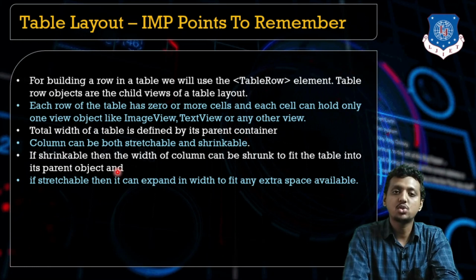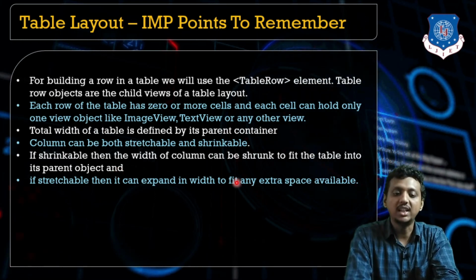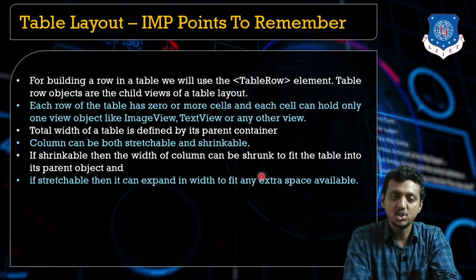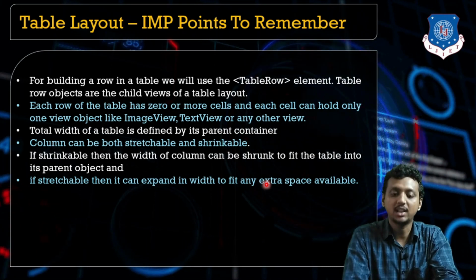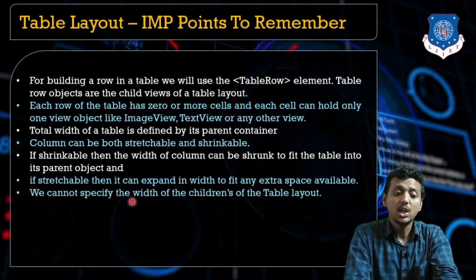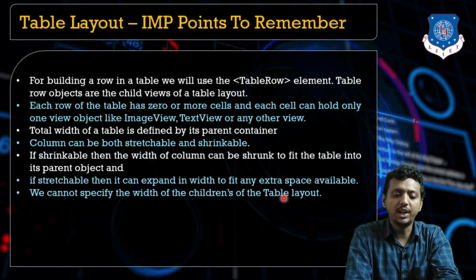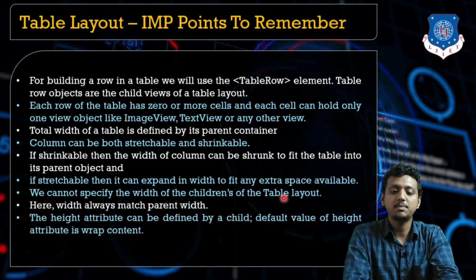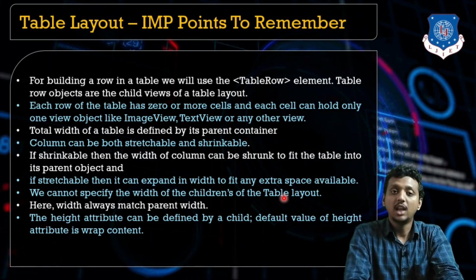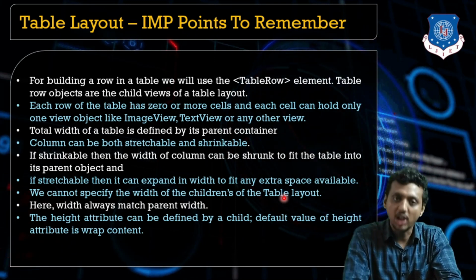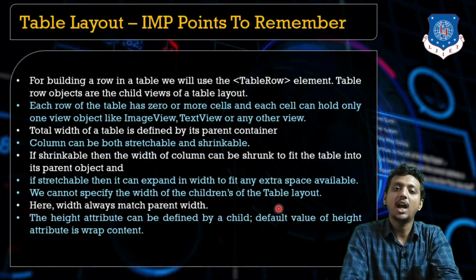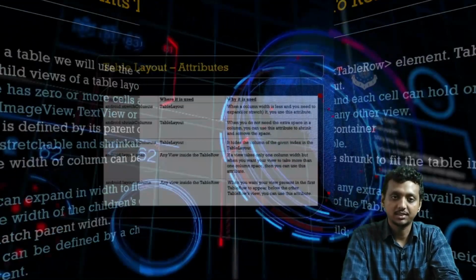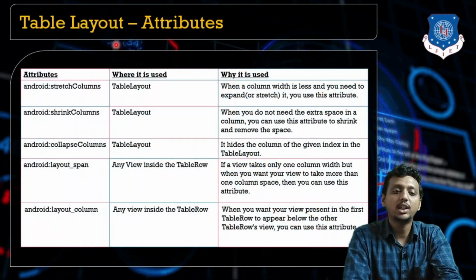And when you try to stretch the column, it expands the width using the extra width you have inside your parent content. Next, we cannot specify the width of the children of the table layout, but here the width always matches the parent width. The height attribute can be defined by the child, and the default value of the height attribute is wrap content. Now, what are the attributes for the table layout?